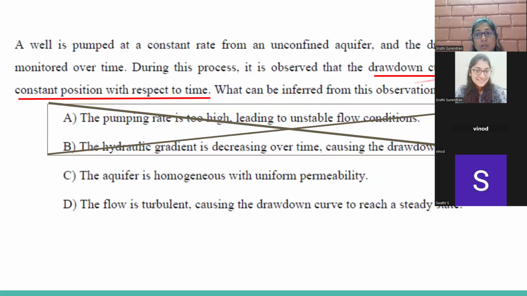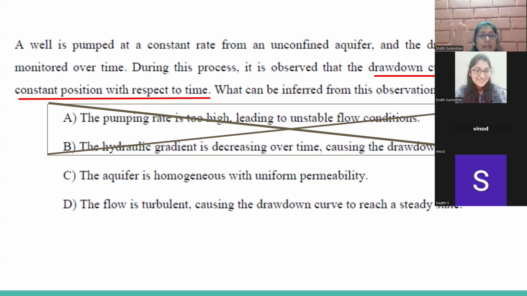We are saying that drawdown is approaching a constant position. So there is no possibility for the drawdown curve or the hydraulic head to change, because in that case, it would result in a fluctuating drawdown position or drawdown value. So again, that option is also not possible.